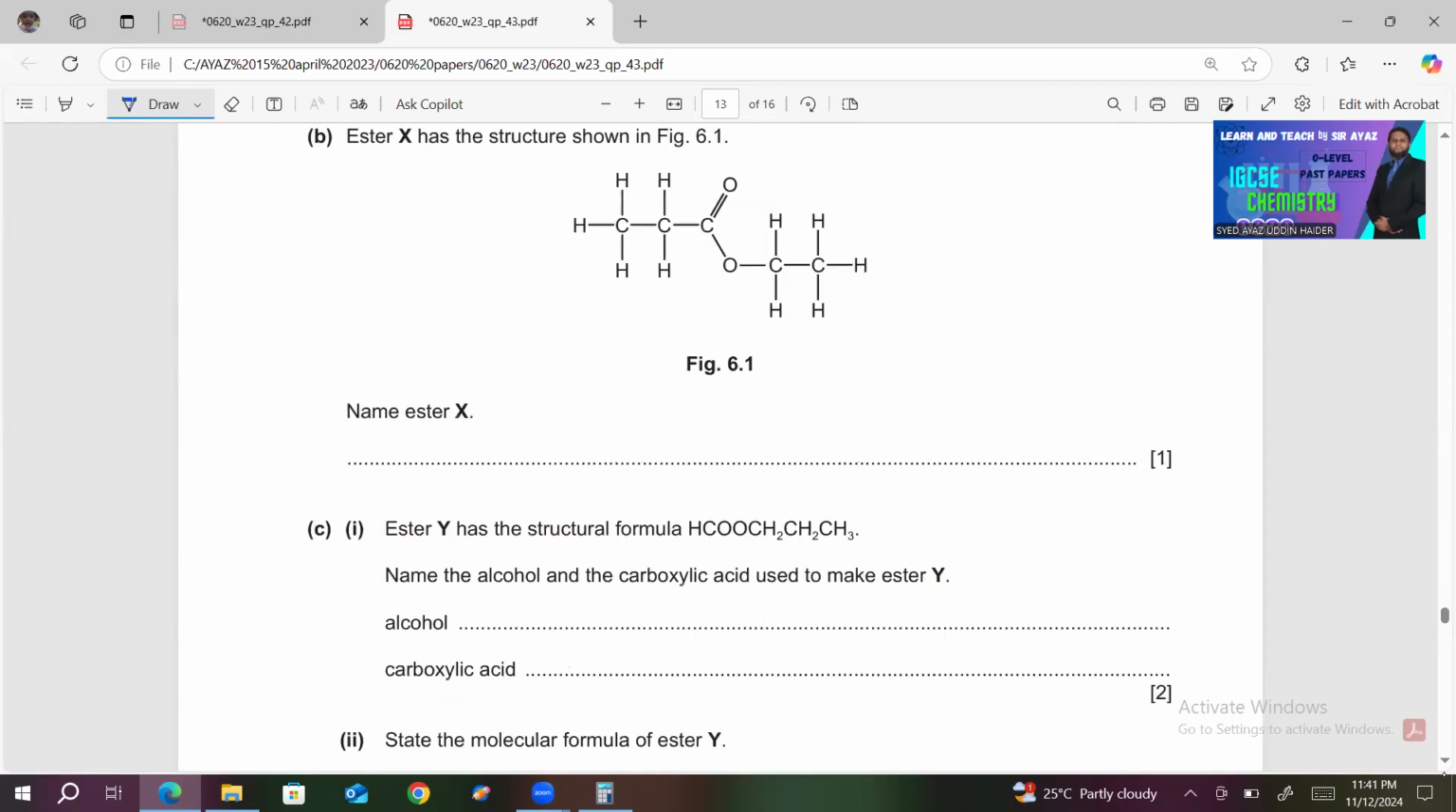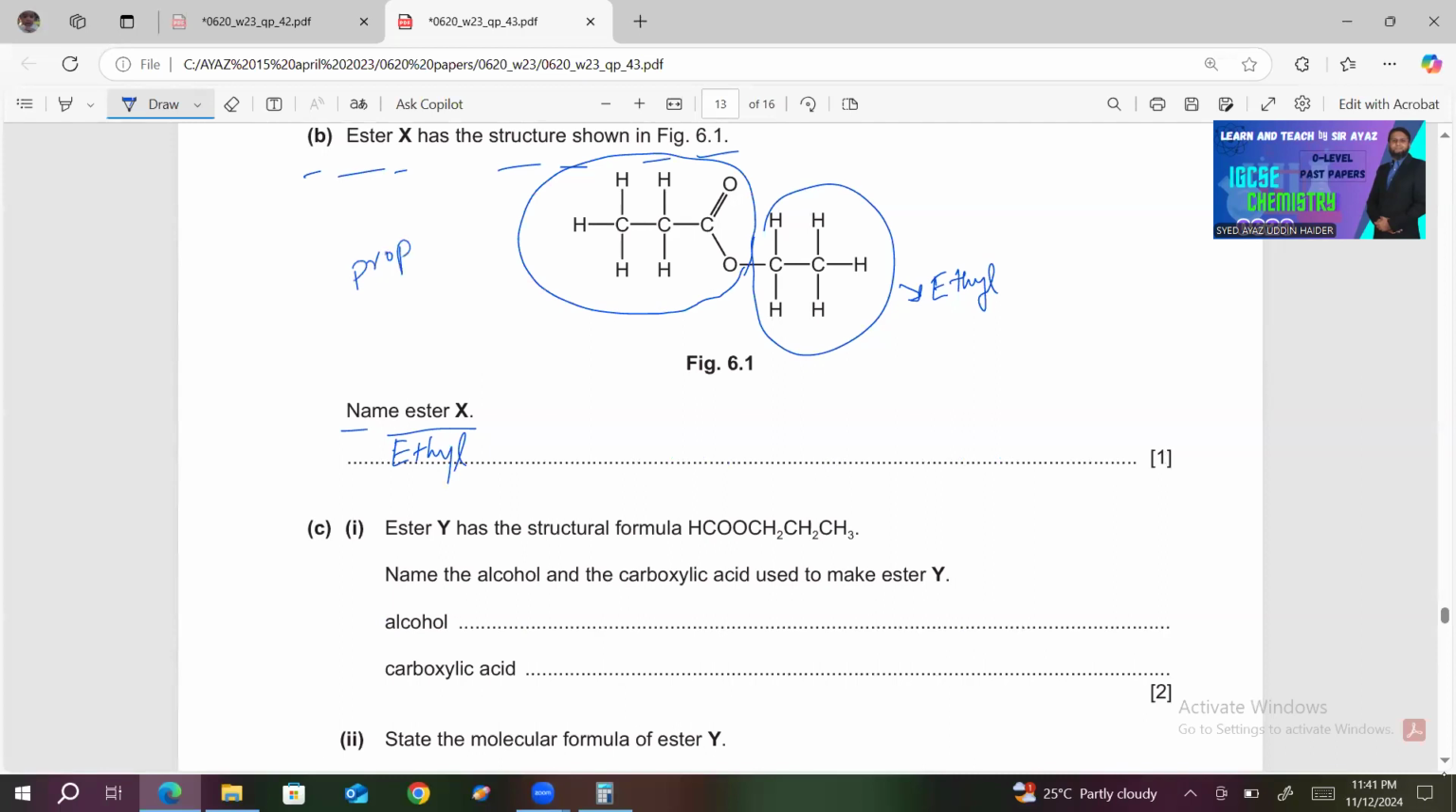Part B. Ester X has the structure shown in figure 6.1. Name ester X. So there are 2 parts for this. This must be the alkyl group. So there are 2 carbon atoms. It must be ethyl. So I'll write ethyl here first. Second part, we have 3 carbon atoms. So it must be alkanoate, propanoate here. So ethyl propanoate.